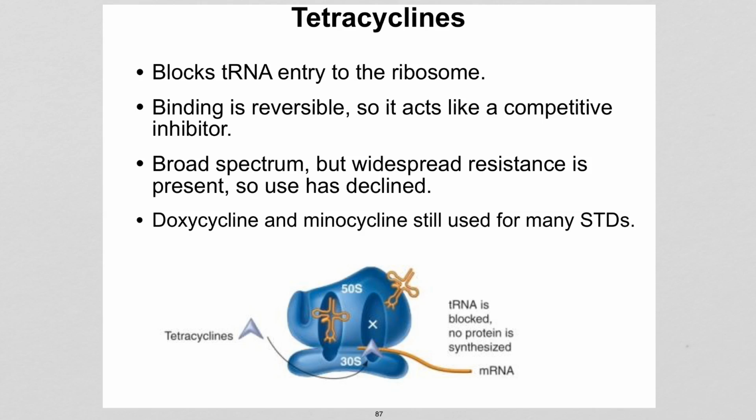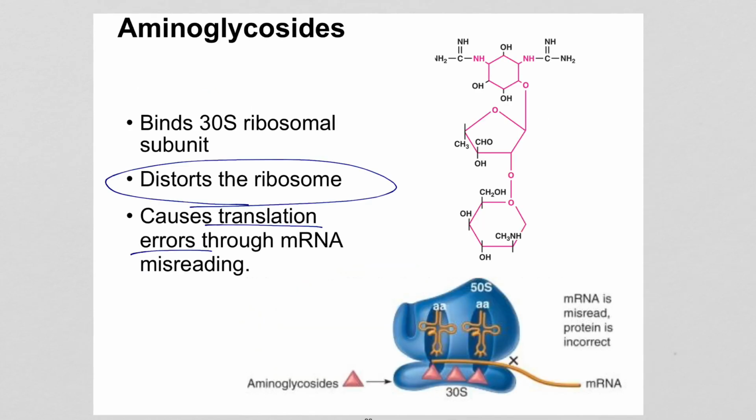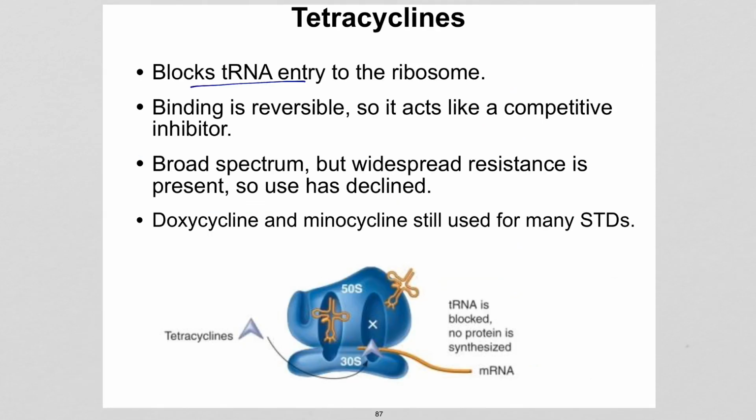Tetracyclines still mess with ribosomes, but they take a slightly different route. Instead of causing mutations, they just block the transfer RNA. Remember, that's the molecule that actually carries the new amino acid into the ribosome. It acts like a competitive inhibitor to block the tRNA binding site. And so whereas aminoglycosides caused a bunch of errors in protein synthesis, tetracyclines just flat out block it. You can't make protein in the first place. Cell metabolism shuts down, and the cell dies.